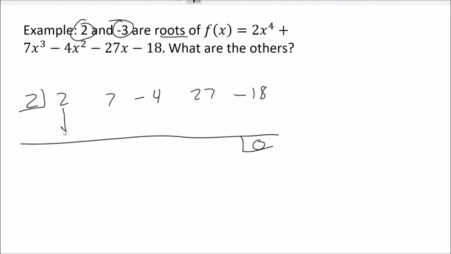We're going to pull the 2, multiply by 2, add them together. We're going to get 11. Multiply by 2, add them together, 18. Multiply by 2, 36. And it looks like I forgot that negative. Let's put that in. Add them together and get 9. Times 2 gives us 18. And now, negative 18 plus 18 is 0. All right, so that worked.